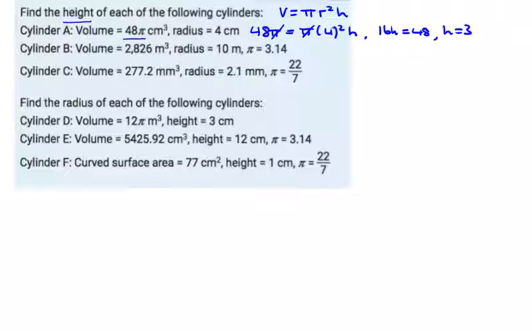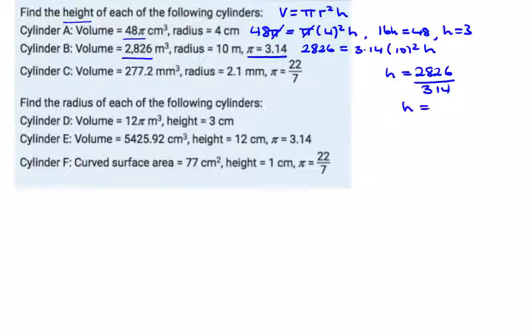In this one, 2826 is the volume. So you can say 2826 is equal to, we're told to take pi as 3.14, pi by the radius 10 squared by the height. So the height in this case is going to be 2826 divided by 100 times 3.14, which is 314. There are 314. So the height here is 9 meters.